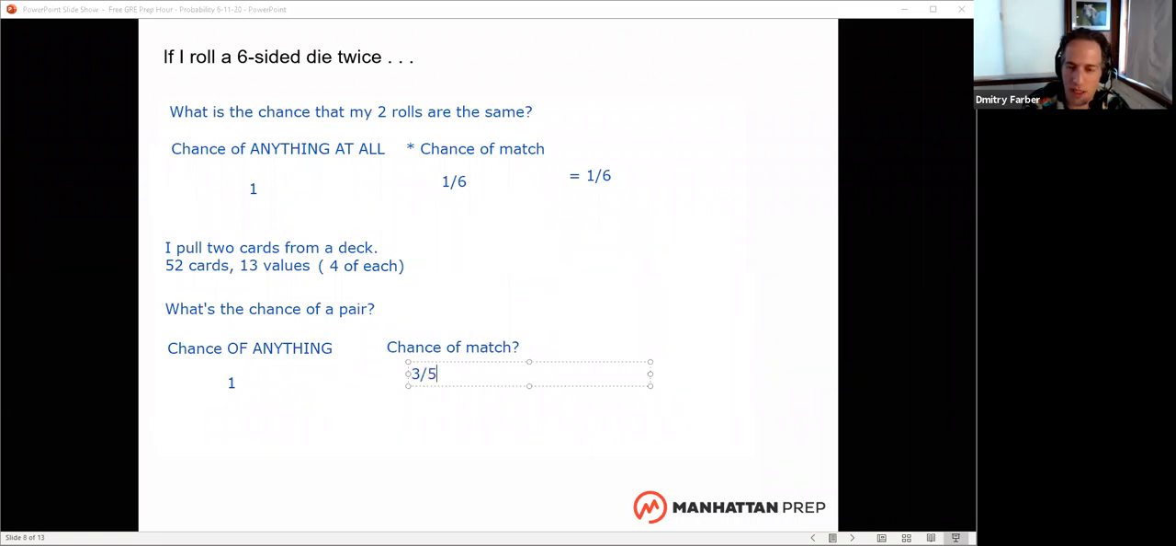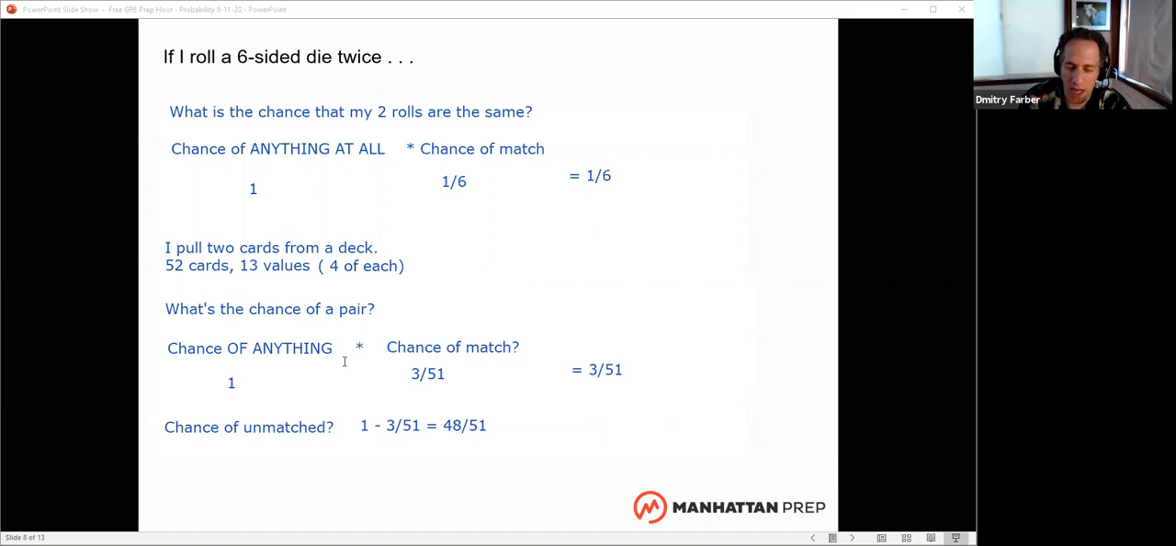Yeah, 51 cards. I had 52 cards. I pulled out 1. So the chance that I get 2 of anything, 2 queens, 2 3s, 2 9s, 2 jacks, whatever, is 3 out of 51. The chance of an unmatched pair, of course, is the rest. And it gets really hard really fast, right, to do this. But I could do this directly too.